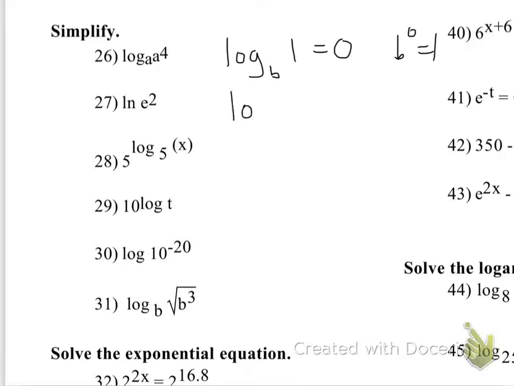There's this, log to base b of b. Well, that is 1. Again, if you think of log to base 10 of 10, because 10 to the power 1 will give you 10, okay?